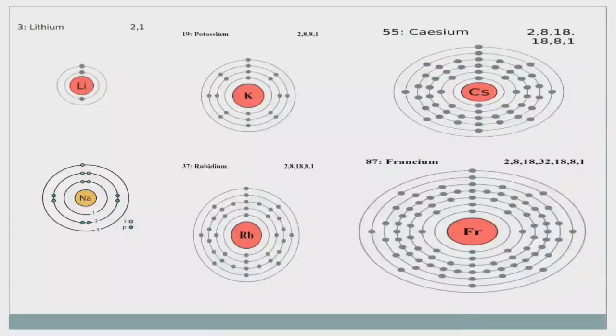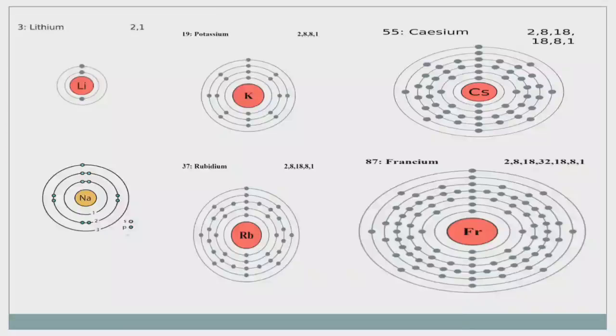Here we can see the first A group elements: lithium, sodium, potassium, rubidium, cesium, francium. These are the first A group elements. Lithium contains 2 cells, K cell and L cell. Sodium contains 3 cells, K cell, L cell, M cell. Potassium contains 4 cells, K cell, L cell, M cell, N cell.